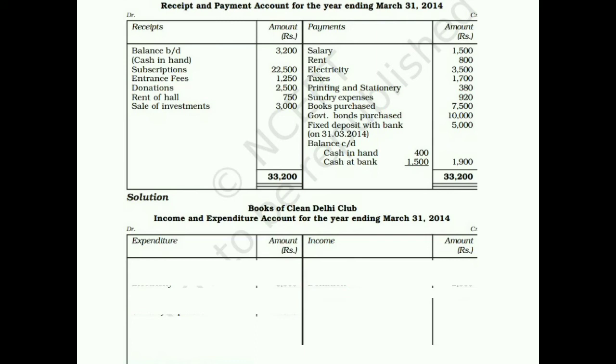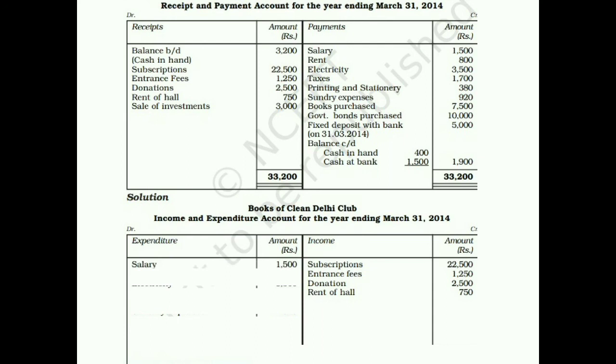This is our next question. Here there is balance BD and balance CD. We don't have to take balance BD and CD because they are posted in the balance sheet. Next is subscription, which will be on the buy side. Next, entrance fees, also on the buy side. Next is donation, 2,500. It will be here. Next is rent of hall, 750. That is here. Next is sale of investment. Any sale of assets will not take place in income and expenditure, so it will not be here.